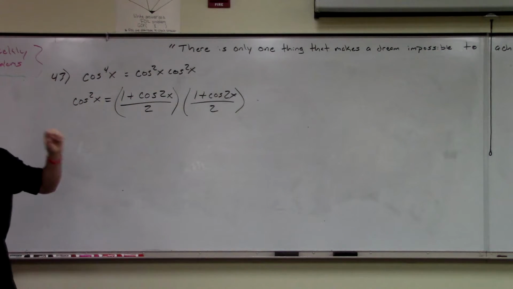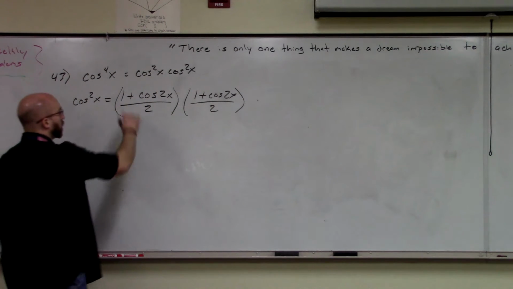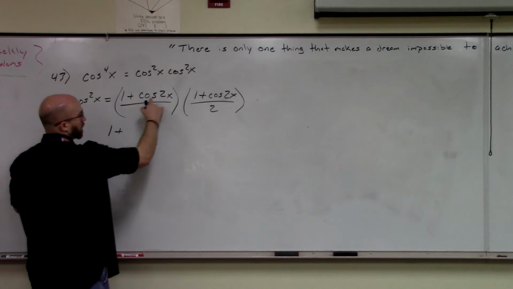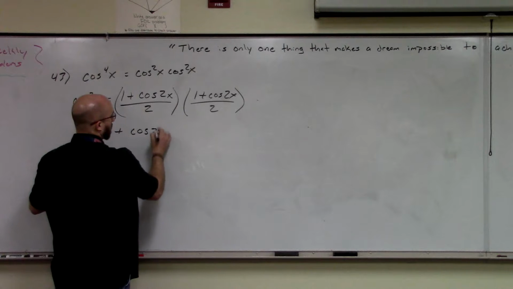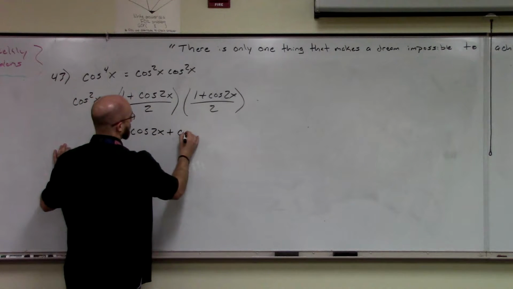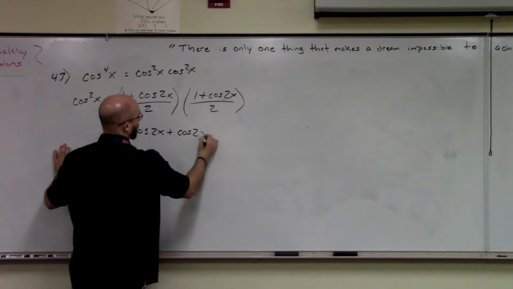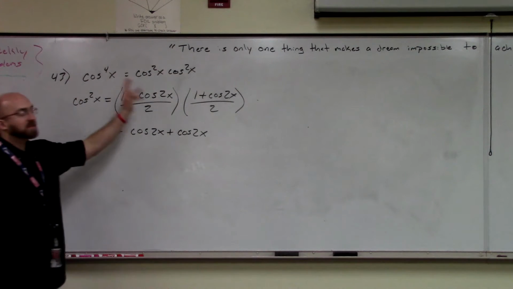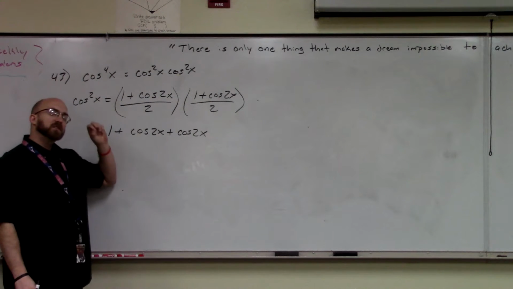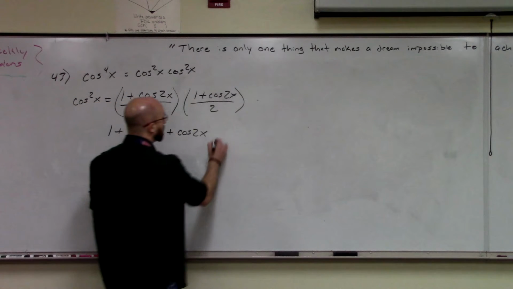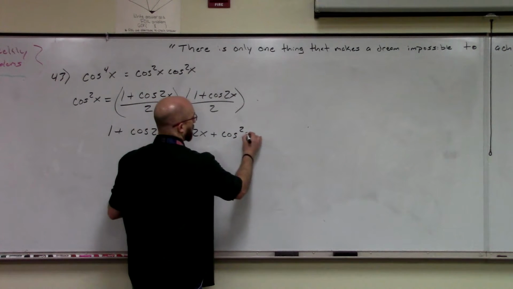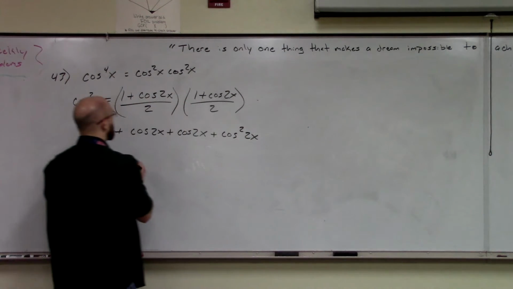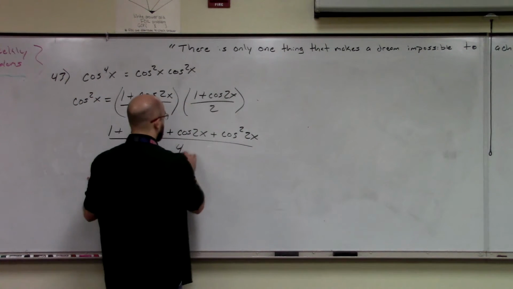Multiply straight across. So the top we have to FOIL it, so we get 1 plus cosine 2x plus another cosine 2x. Now, this is cosine 2x times cosine 2x. It does not turn into cosine 4x, but rather turns into cosine squared 2x. And it's all being divided by 4.